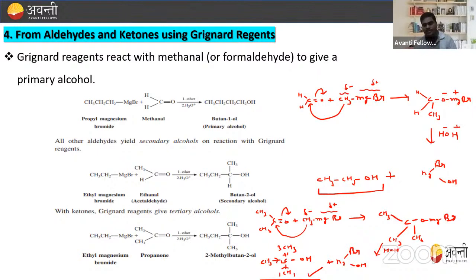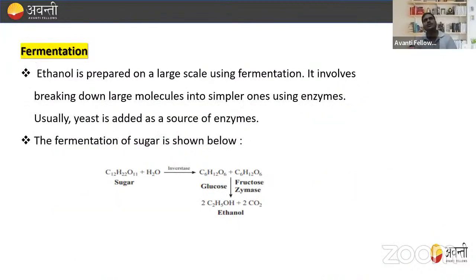So they are always protected from moisture. When formaldehyde is treated with the Grignard reagent, we get a primary alcohol. Similarly, when an aldehyde is treated with the Grignard reagent, we get a secondary alcohol. And when a ketone is treated with the Grignard reagent, we get a tertiary alcohol. So you have already seen the examples of how they convert and the mechanism behind this, right? These are the two methods by which you convert a carbonyl compound into alcohol.